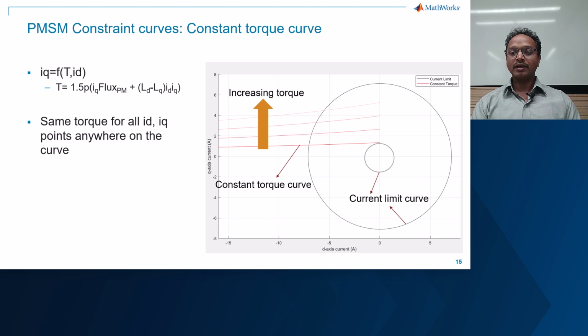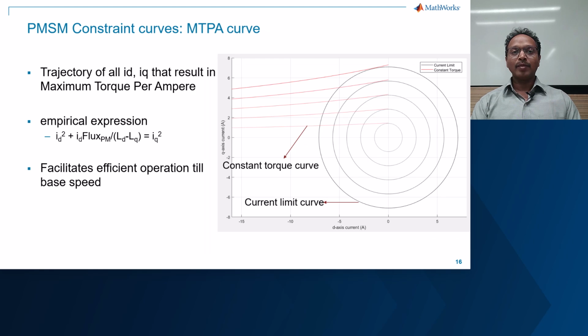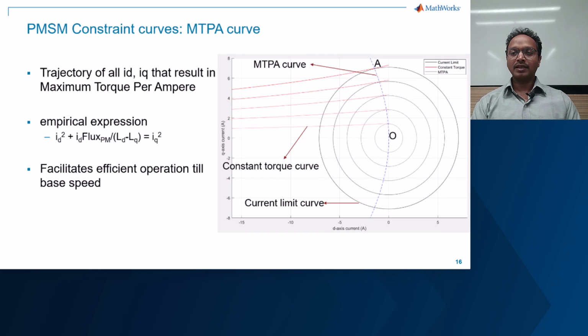With this information, let us look at the next curve, the MTPA curve. Assume that we draw multiple constant torque curves and corresponding current limit circles that touch these torque curves tangentially. The locus of all the tangential intersection points is called the MTPA curve, also known as the maximum torque per ampere curve. This MTPA curve defines the lowest amount of current in both D and Q axis required to produce the torque demanded, and this represents an efficient operation till the base speed.